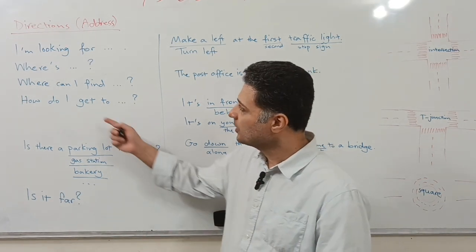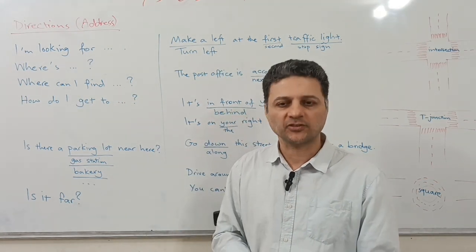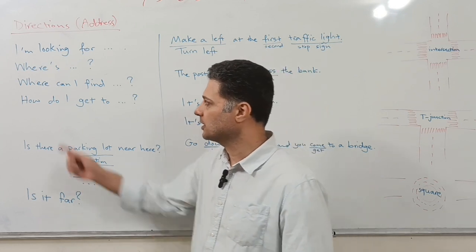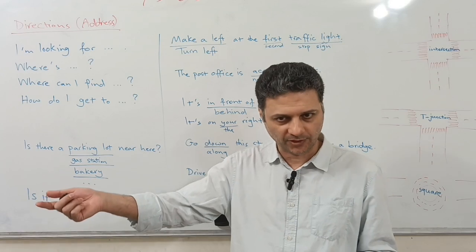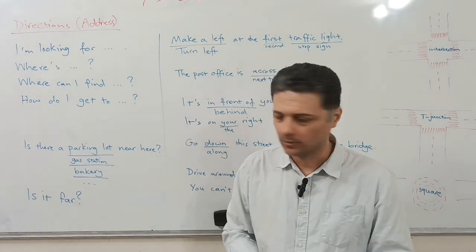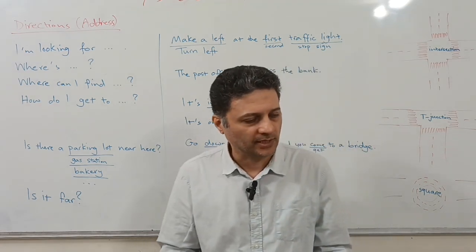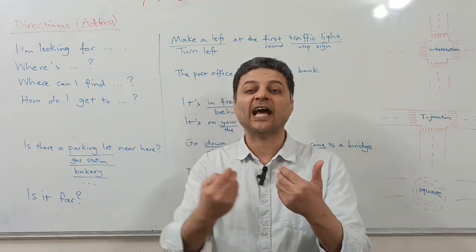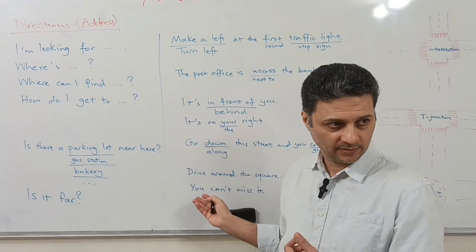Or where can I find the school? Where can I find the bakery? Or a confectionery? How do I get to the post office? How do I get to the school, for example? Then they would answer you in different ways, of course. Or if somebody asks you for a direction, then you would have to follow these structures again, right?